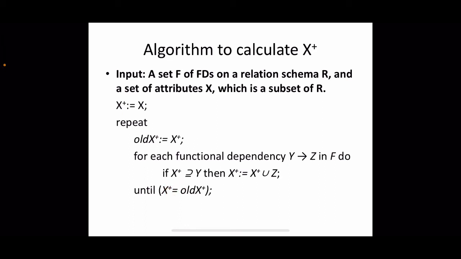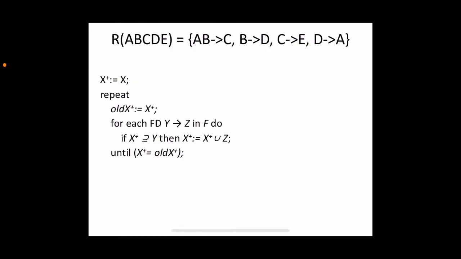So we can see an example for this algorithm. We are given a relation R with attributes A, B, C, D and E, and from the semantics of these attributes, these are the functional dependencies.